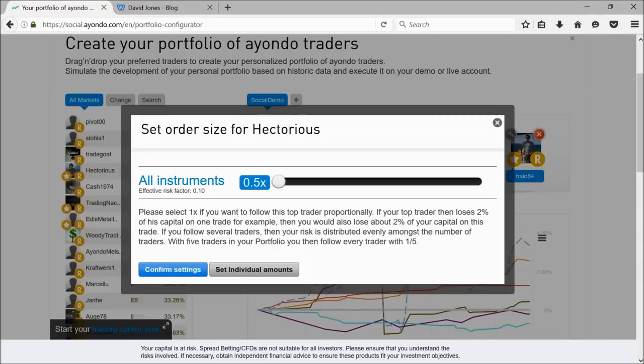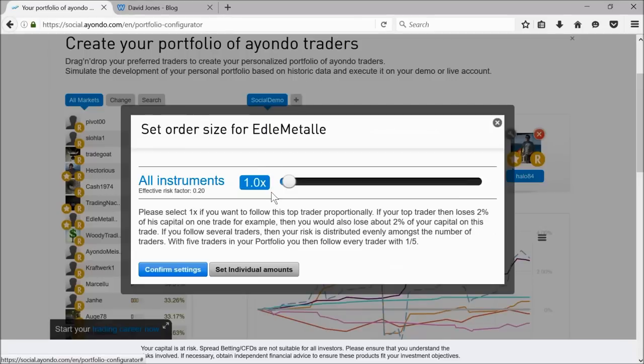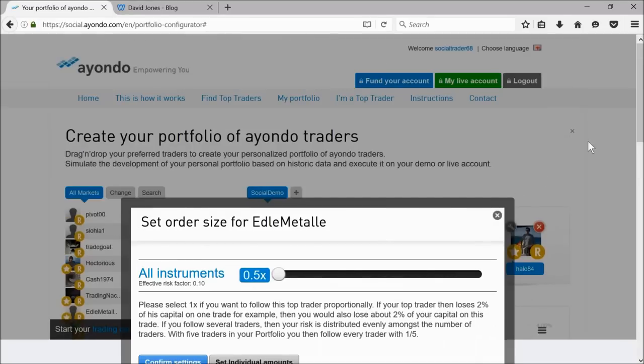But I think it's a good way if the idea of social trading is new to you, and it's relatively new to me. I've been trading using spread betting and CFDs for years, so the idea of me trading on my account is fine, but having someone else in effect doing it, your account following someone else's trades, is a new thing. I suggest dialing this risk right down. So let's make it 0.5, and we'll do this for all of them. So we'll do it for this one as well.